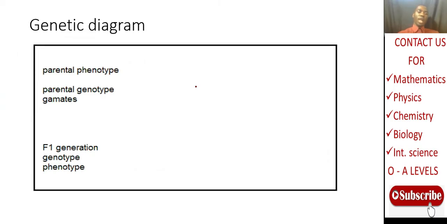Since they want us to use a genetic diagram, we go straight to doing a genetic diagram. So here we'll write for Mrs. Mumba. Mrs. Mumba, we are saying her blood group, the phenotype, was just blood group O. So we write here, this one is group O, that is the phenotype. Then we go to Mr. Mumba himself now, who is supposedly the father of the child.